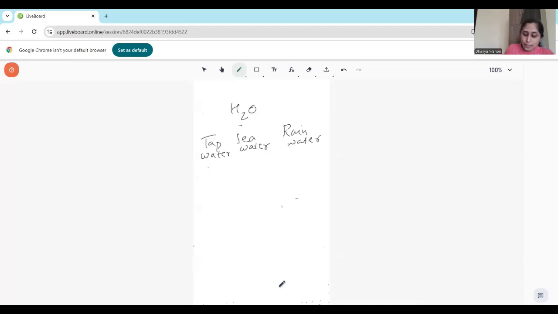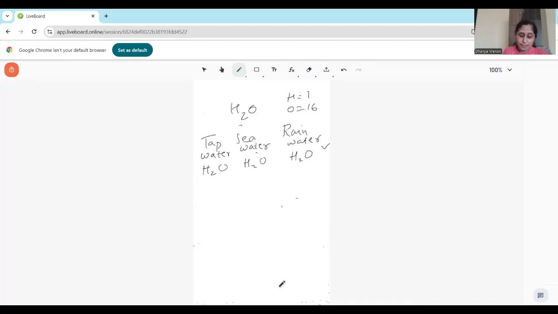Now, in H2O, hydrogen is 1, oxygen is 16. Don't worry about the masses now. You will be able to memorize them as you move on. So tap water is also H2O. Seawater is also H2O. Rainwater is also H2O. So irrespective of the source, whether it is tap water, seawater, or rainwater, the compound contains the elements combined in the same ratio by mass.